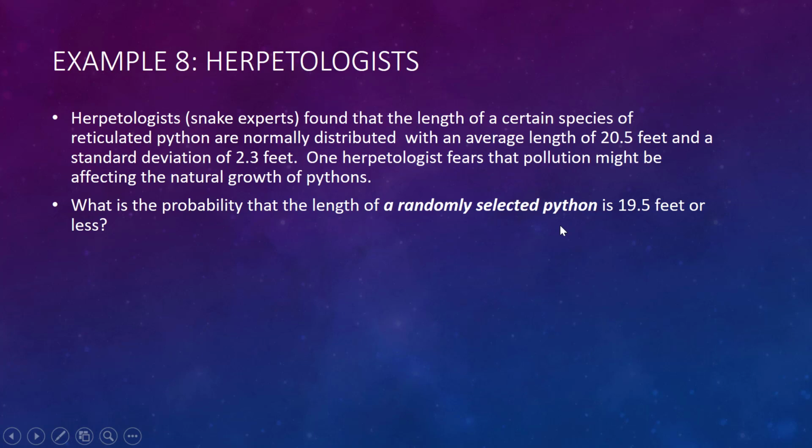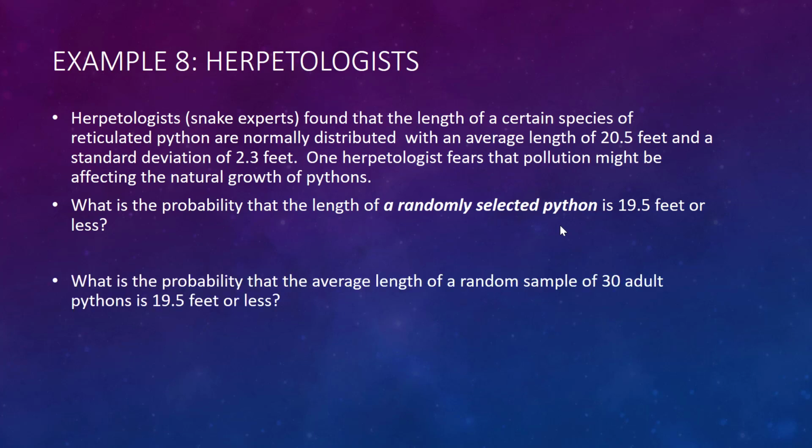So let's stop for a minute and ask ourselves, is this just a normal distribution problem, or is this a sampling distribution problem? Then they want to know, what is the probability that the average length of a random sample of 30 adult pythons is 19 feet or less? Is this a normal distribution, or is this sampling distribution? Pause this video and think about it. Write down your answer and then unpause it to see if you are correct.